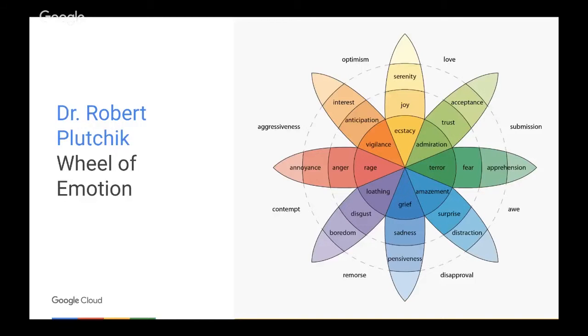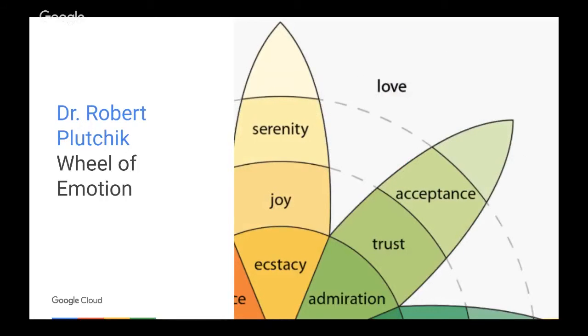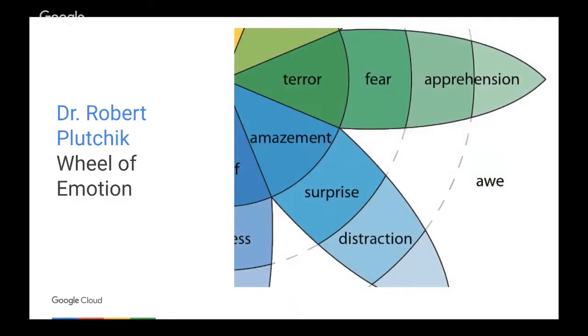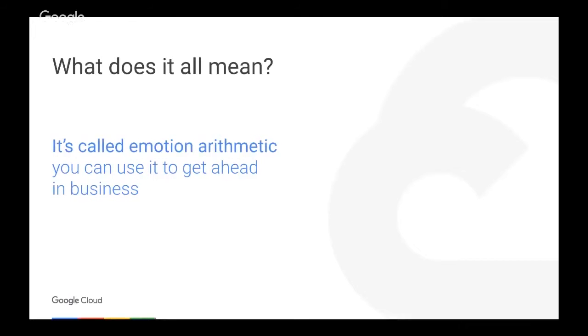And the emotions that I'm talking about often sit at the intersection of those two. So that is where love sits, joy and trust, and if you go one level up, there is serenity and acceptance. And the same goes for awe, and then there is a delicate balance to striking that. So I've talked about all that. What does it all mean? It's what we call emotion arithmetic, and you can use it to get ahead in business.